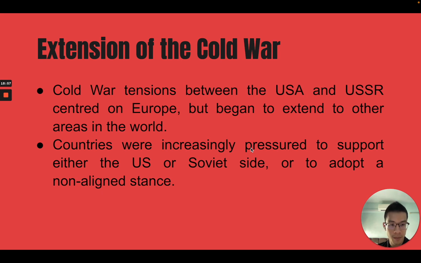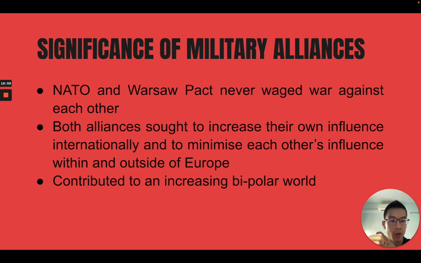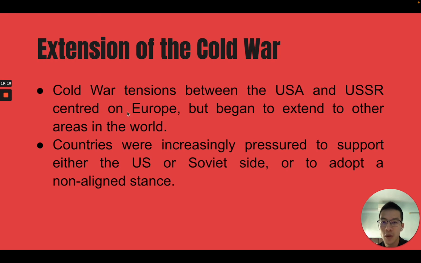Now we're on to the final section. Thus far, we've talked about the opposing economic and political alliances in Europe. Then we talked about the Berlin Crisis, which centers around Germany, still in Europe. And thirdly, we've talked about the military alliances, NATO versus the Warsaw Pact, also in Europe. However, very soon, the Cold War is going to expand beyond Europe to engulf the rest of the world as well. So the tensions, which center on Europe, are going to extend to other areas in the world because countries are going to become increasingly pressured to support either the US side or the Soviet side, or to declare that they are non-aligned, meaning I don't want to be part of either bloc.